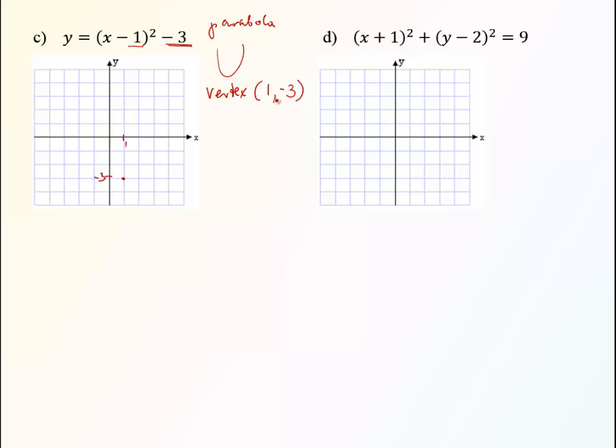Now if I plot this point, 1 here, -3 over there, and I know that the arms are up and the shape of the parabola is the standard parabola like x squared, because we don't have any coefficient before the bracket square, then I'm ready to graph it. Because in a standard parabola I go 1 across 1 up and 2 across 4 up, because 2 squared is 4. And then join these points.